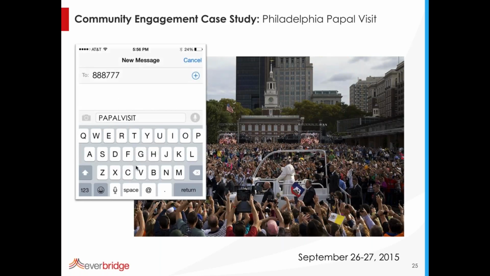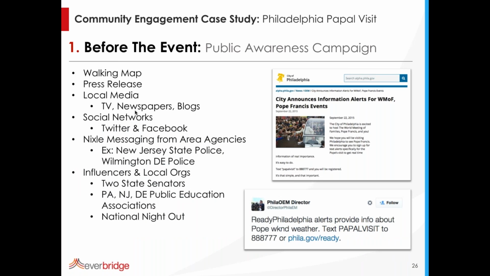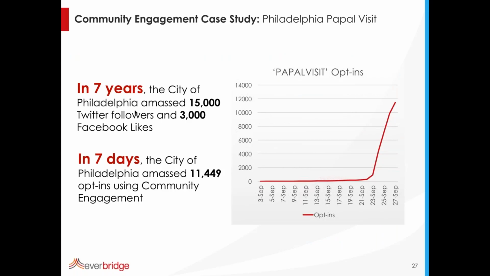So in working with the city, we set up the mobile keyword papal visit. And the city did a great job getting the word of mouth out there. They worked with local media. They were putting out messages on social media. They had printed materials scattered around the city that people were picking up to look at the tourist destinations. So a lot of great outreach went into this event, and ultimately what that led to was, in a very short amount of time, almost 11,500 residents opted in all over the SMS channel.